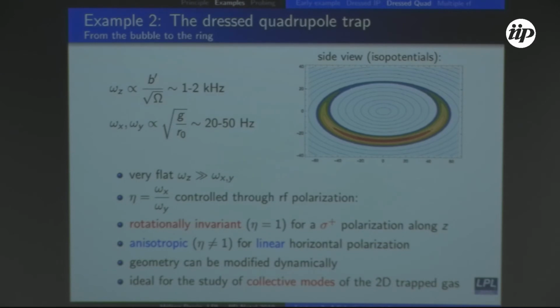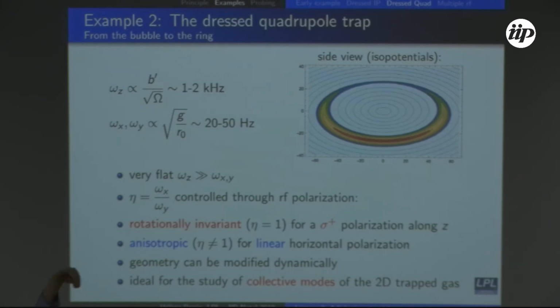But now if you choose to use an elliptic polarization or even a linear polarization, you can deform the natural isotropy of this trap and create a direction in which the frequency will be a bit lower, and the trap has a main axis. And this you do, for example, if you consider a linear horizontal polarization. As I said, in the quadrupole trap, the field takes all the directions. So any choice you make of the RF polarization, there will be at least one hole where the coupling is 0, or 2 holes if you have a linear polarization, or anything else than circular will give you 2 holes.